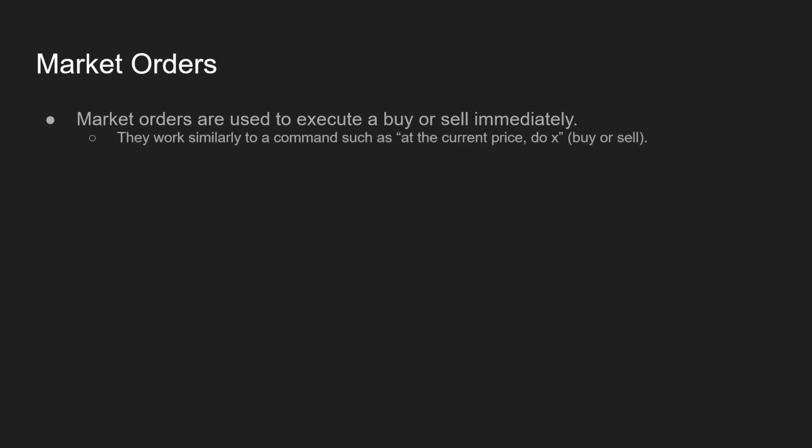Moving on to market orders. So market orders are the main other kind of order type in trading. Market orders are used to execute a buy or sell immediately, regardless of price. They work similarly to a command such as, at the current price, do X, right? At the current price, either buy, or at the current price, sell.